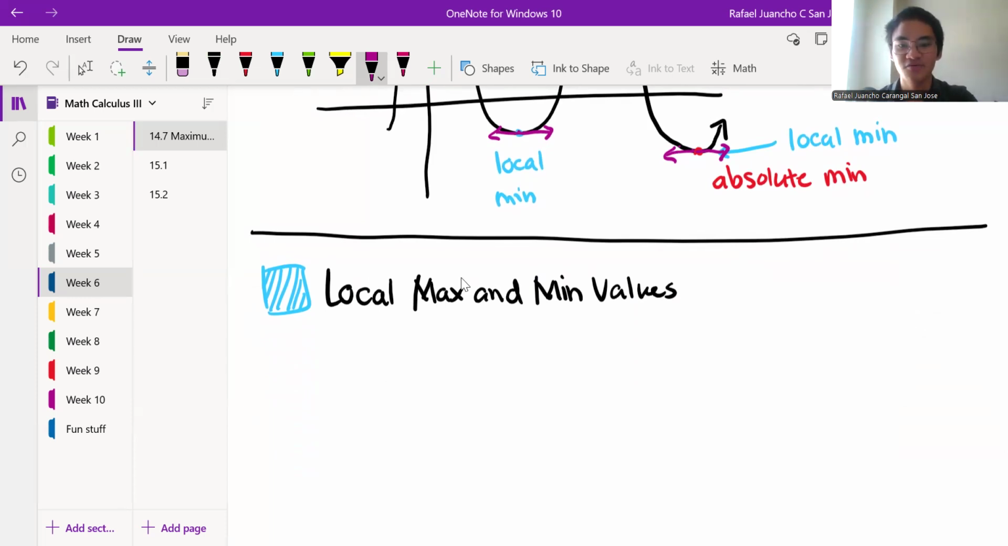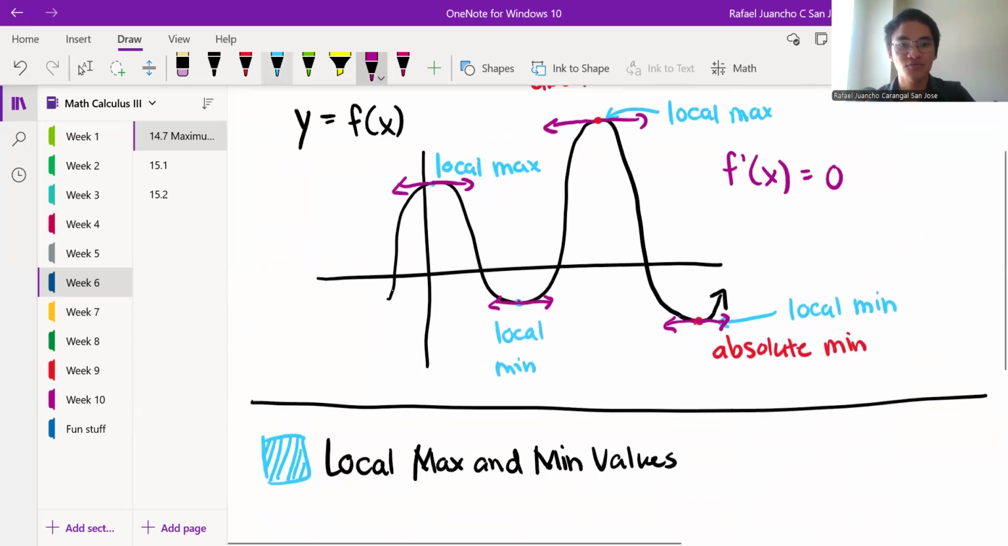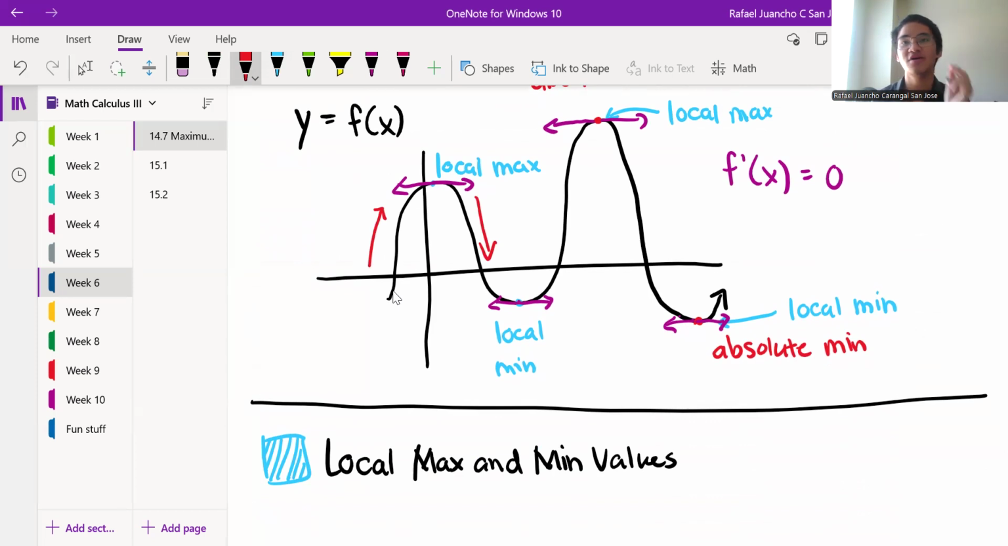So intuitively, how would this be? We're going up here, and then we're going down here. If we're going up, then down, that's a local max. Now here we're going down, and then we're going up. That's a local min. Same idea: up, down, local max. Down, up, local min. Up, down, local max. Down, up, local min.